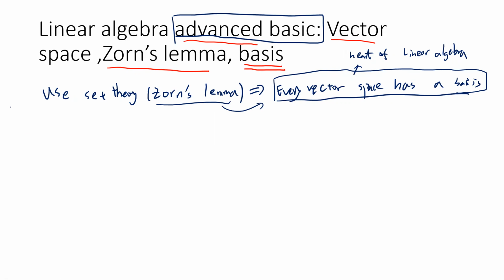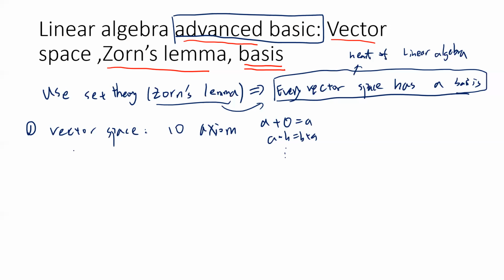So let's talk about one definition of the vector space. One definition is that you use 10 axioms, right? So let's say a plus 0 is a, or a plus b is b plus a. There are 10 of them. So basically, you have addition and multiplication by the field. The field is usually chosen to be the real numbers or the complex numbers, or you can use a finite field.